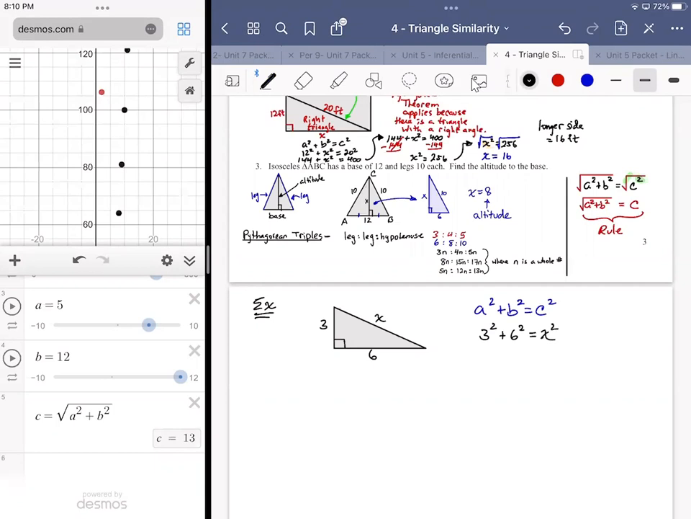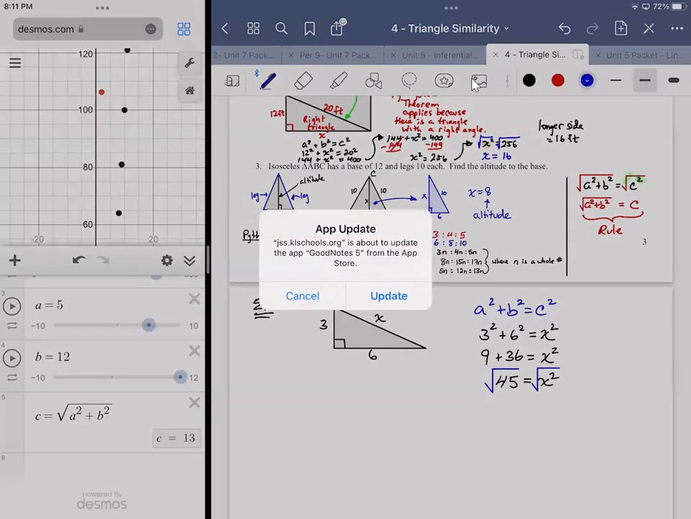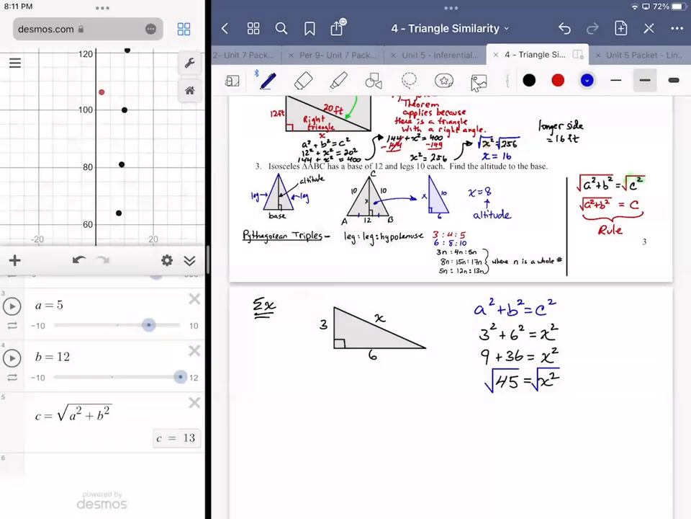3 squared is 9. 6 squared is 36. 9 plus 36 is equal to 45. You get 45 is equal to x squared. Now, when I go to take the square root, I'm doing this by hand, but I could also do it on Desmos. You're going to get a decimal, all right, which is telling us that we need to simplify rather than convert it into decimal form.